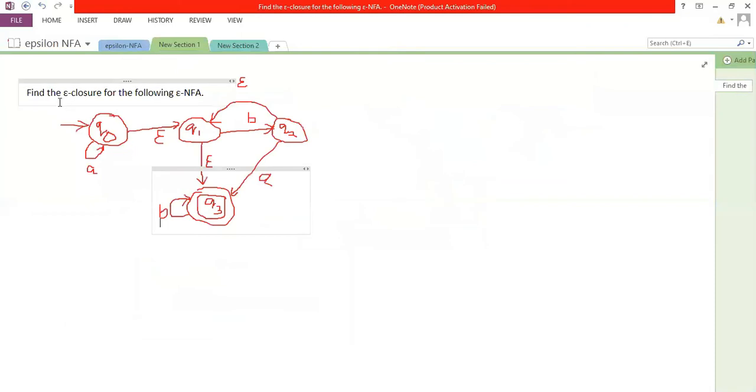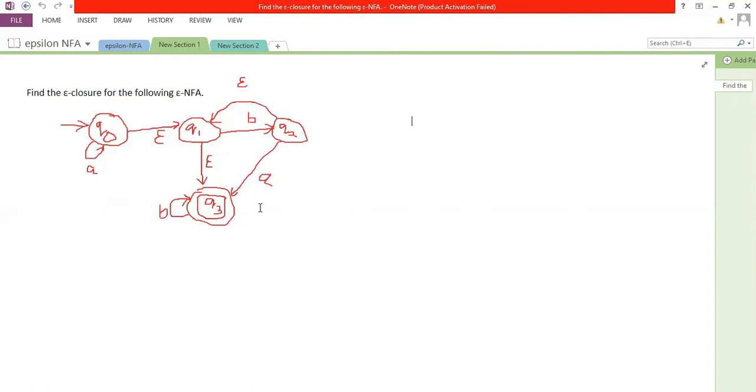Now let's take an example. Take this. Find the epsilon closure for the following epsilon NFA. Now I should write this. Check out here. Q0 with A, Q0 with epsilon is Q1, Q1 with B is Q2. Some transitions are given here. Don't worry about the working of this automata, not required.